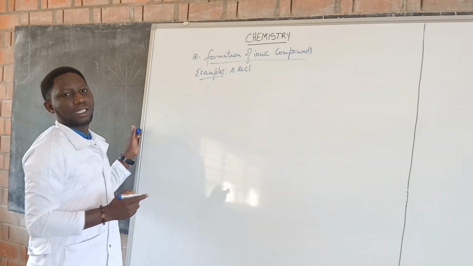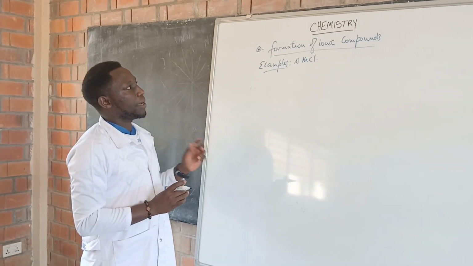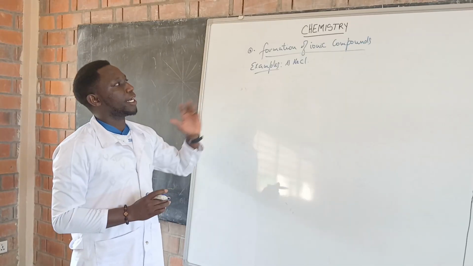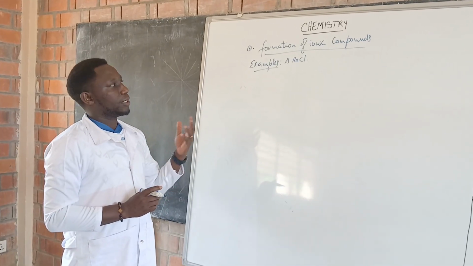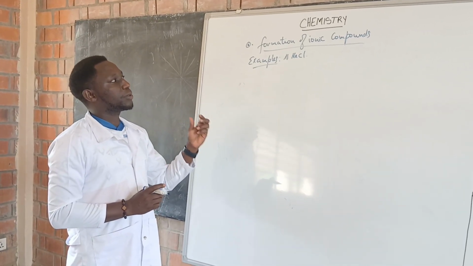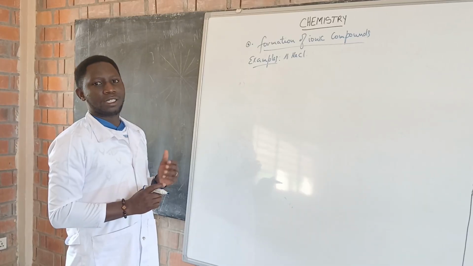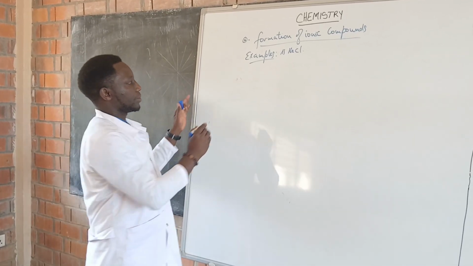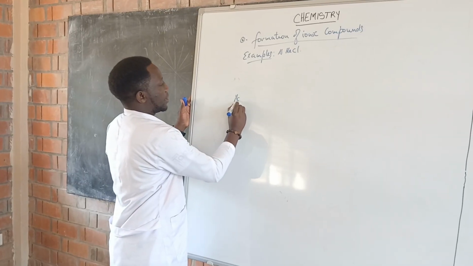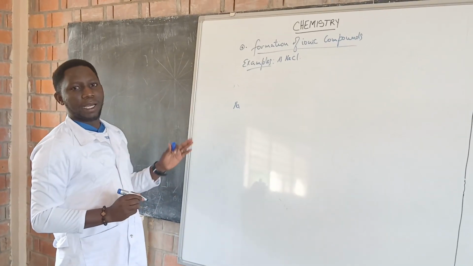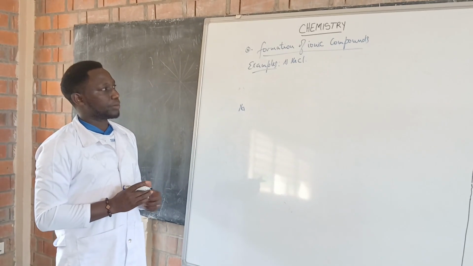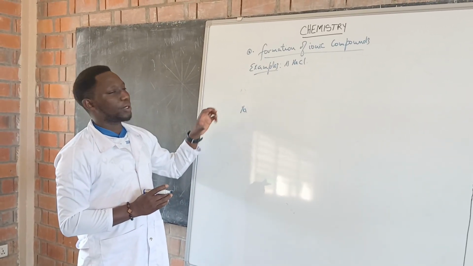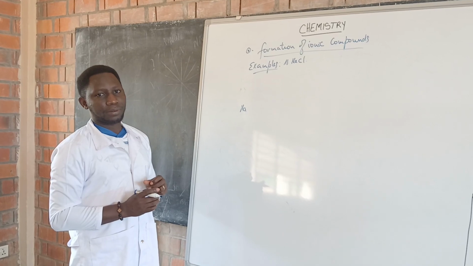How is this compound formed? Remember, if ionic bonding takes place between metal and non-metal, this means it is a bond between opposite charges. It is a bond between cation and anion. Let's start. This sodium is number 11 on the periodic table. In this formation, I'm going to focus on the electrons located on the last shell.